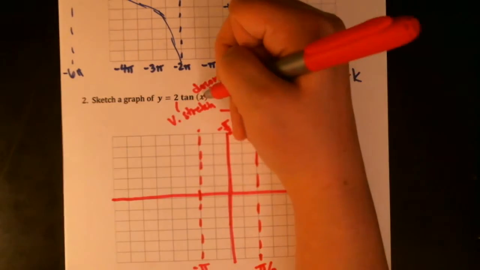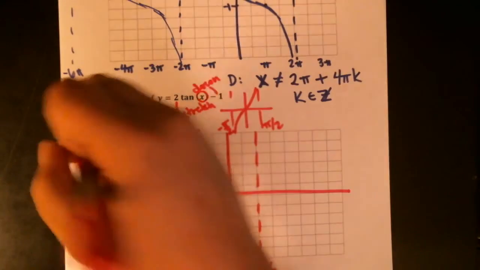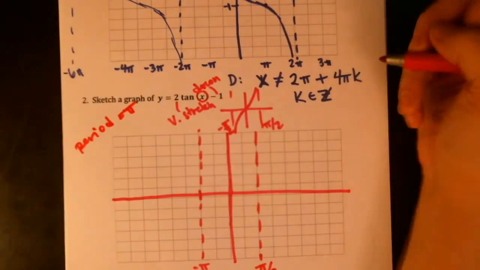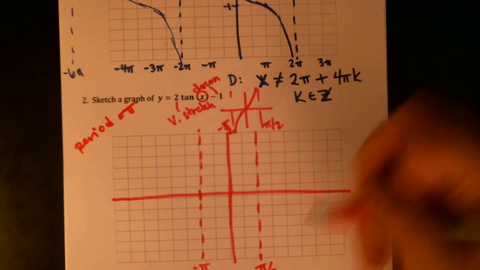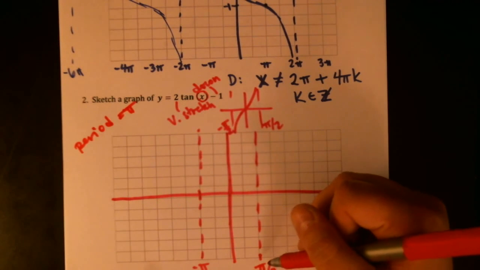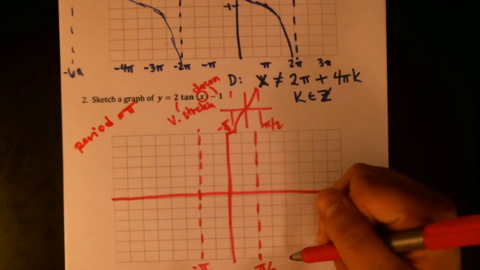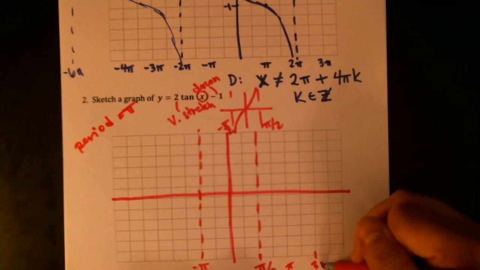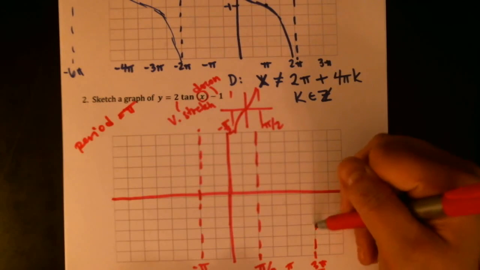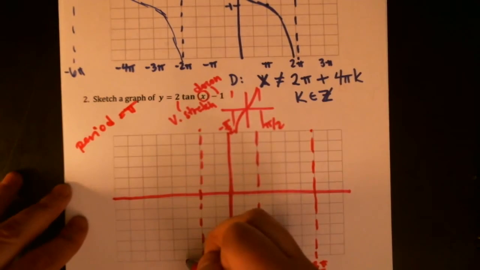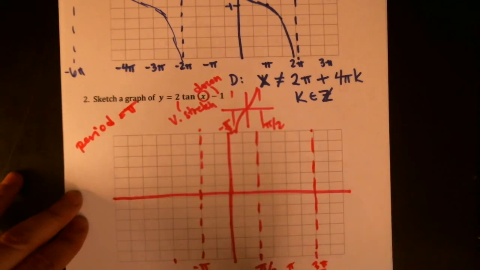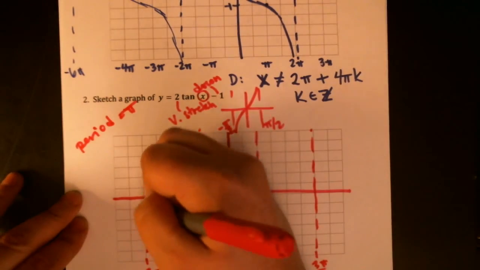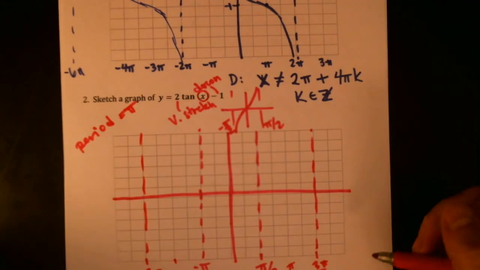And notice we don't have any horizontal compression, so the period is going to be just like your standard tangent graph. It's going to be a period of pi. So from pi over 2, another pi gets you to 3 pi over 2. There'll be your next asymptote, and the same on the other side, negative 3 pi over 2. Okay, so those are our asymptotes.